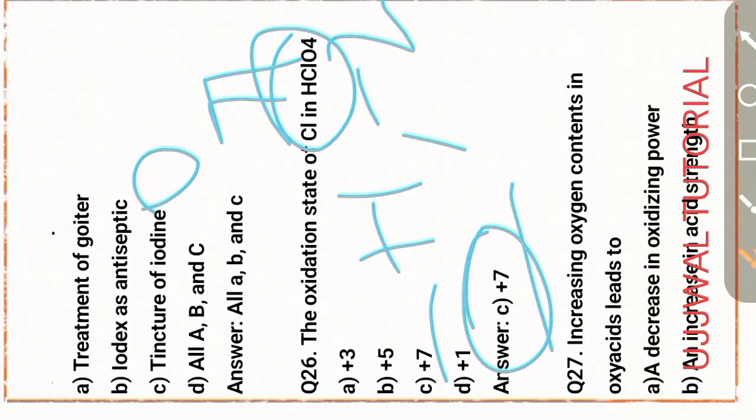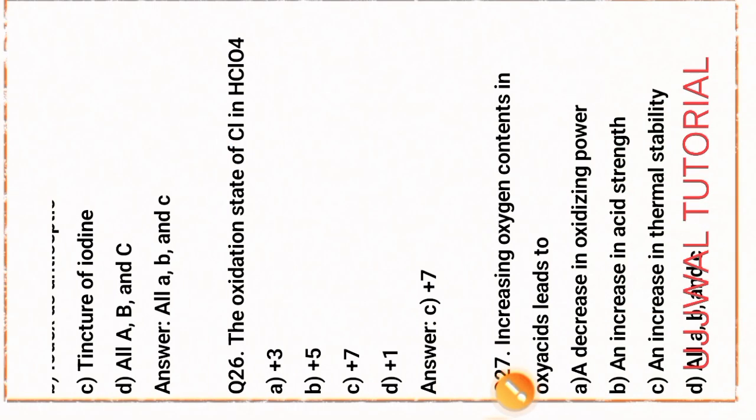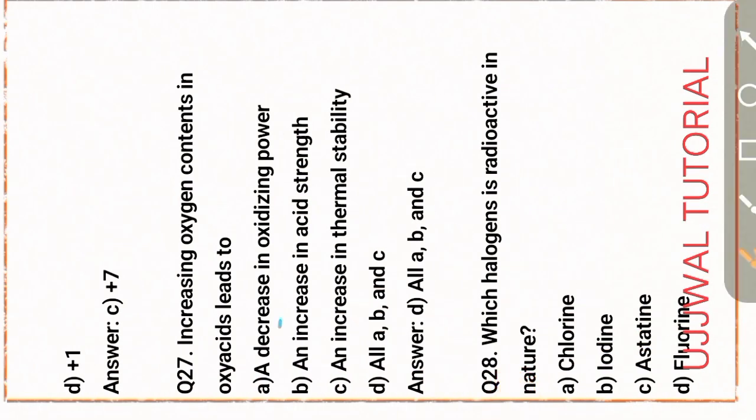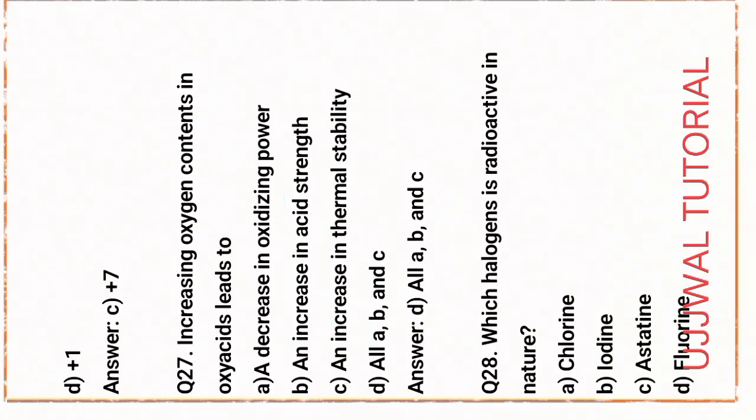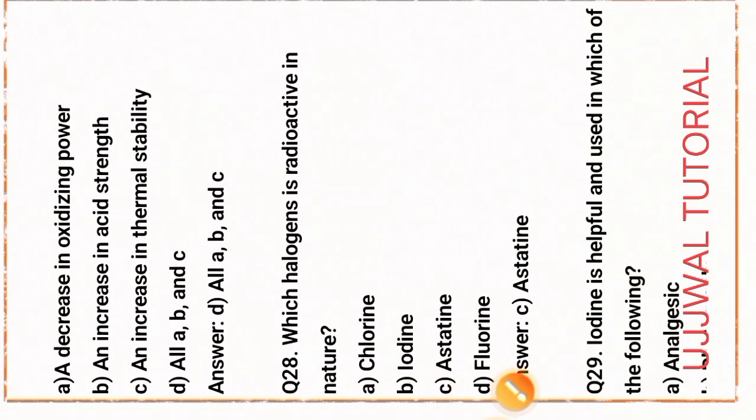Okay, next question, question number 27. Increasing oxidation content in oxoacid leads to a decrease in oxidizing power, an increase in acidic strength, an increase in thermal stability. Options A, B, C are all right, so option D is the right answer.